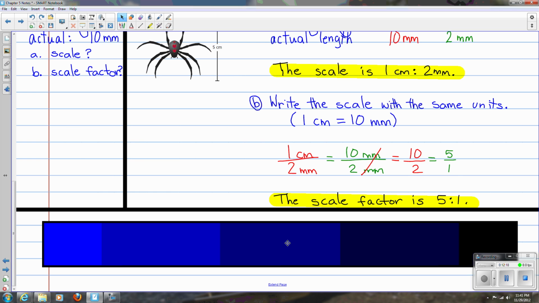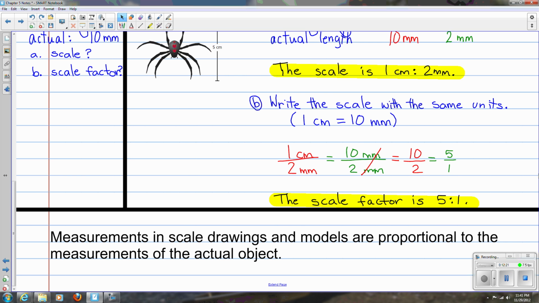Okay, so to summarize the lesson, we learned that measurements in scale drawings and models are proportional to the measurements of the actual object.